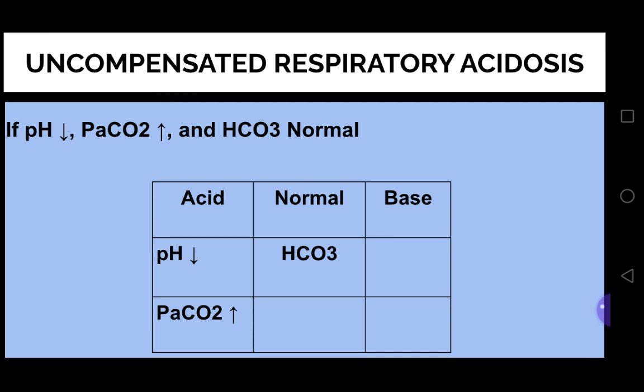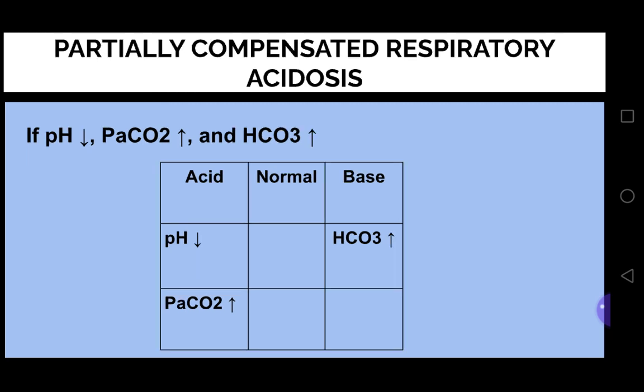It has not compensated for acidosis. Now we come to see how it is compensated and whether it is partially or fully compensated. In this slide, you can see that again pH is below normal, PaCO2 is raised. So this is respiratory acidosis.